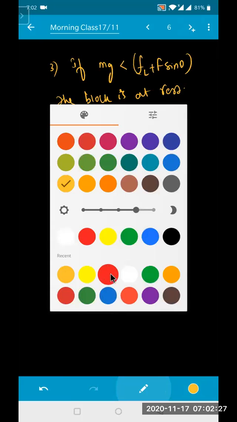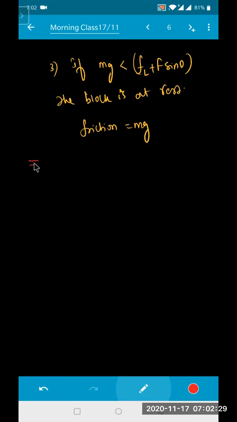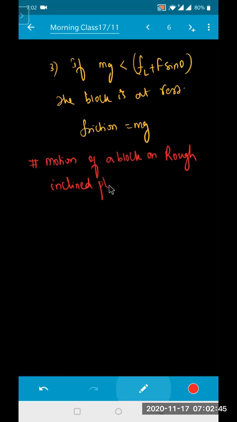Next one, let's go. Next one is about the motion of a block on a rough inclined plane. So we're talking about the motion of a block on a rough inclined plane. The only basic idea in this one is we need to understand how to resolve it. Then that's it. Remaining everything will be automatically the same.